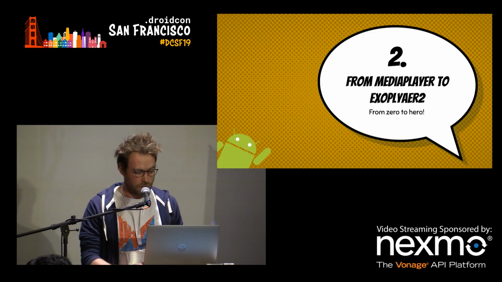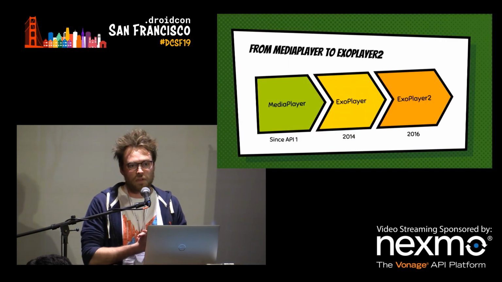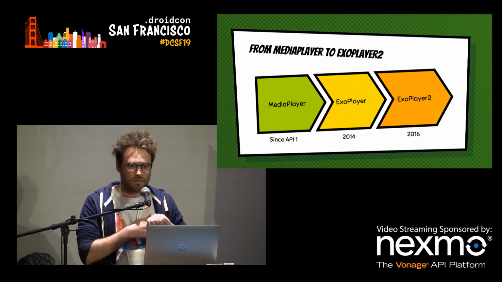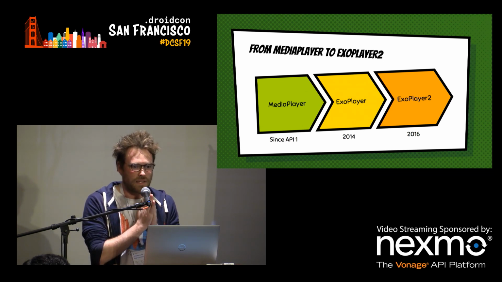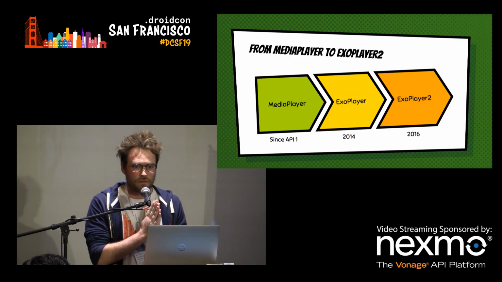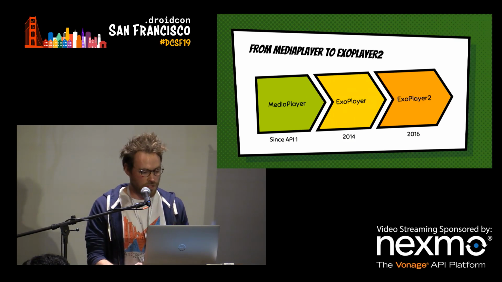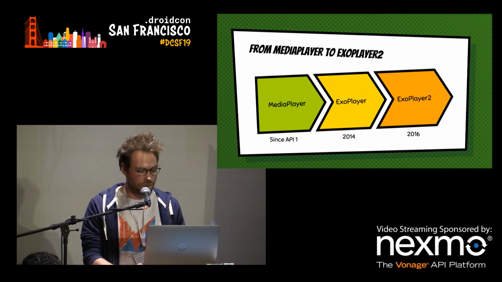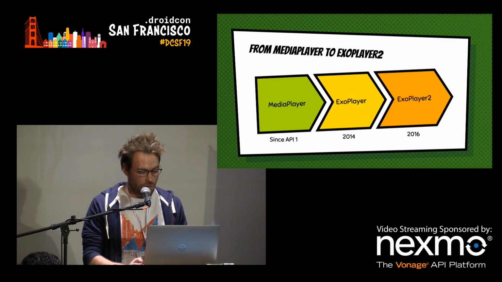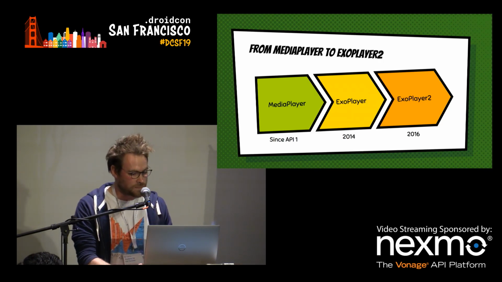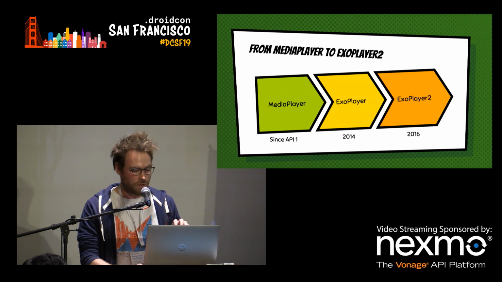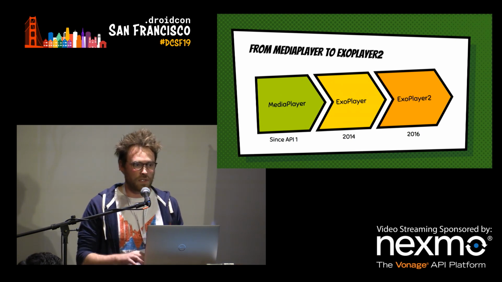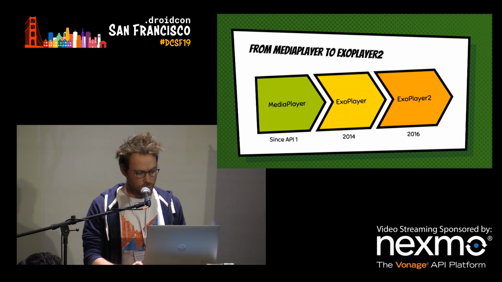So let's talk a bit about media player to ExoPlayer2, a bit of history. So media player was there from the beginning, from API 1. Then Google developers introduced ExoPlayer in 2014 because they needed to play some dynamic streaming, some Dash content for their YouTube and Play Movies applications. So they started to build this open source player to be more efficient to play various video formats. And then in 2016, they did a big rewrite and introduced ExoPlayer2 to be more flexible and to support more formats.